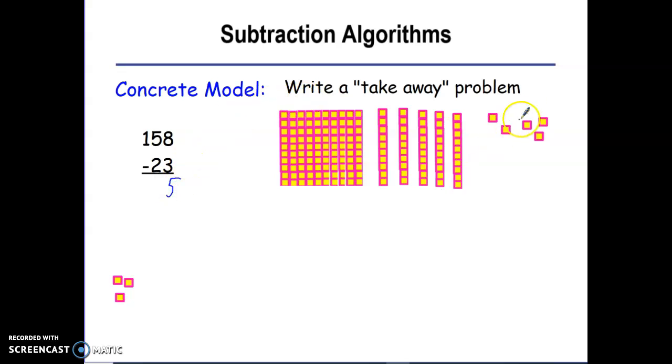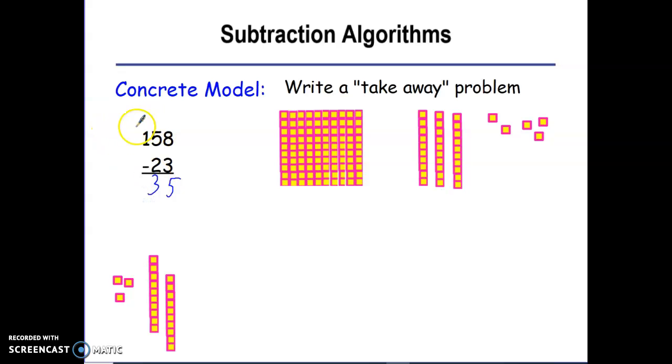Okay, now let's move into the tens place. I had 5 rods, which you can see right here. I want to take away 2 of them. So 1, 2, and what I have left is 3 rods. All right, now I had 1 flat. I am not removing it, so I'm going to have 1 flat. My final answer is 135. Right? And you can see that right here in the blocks.